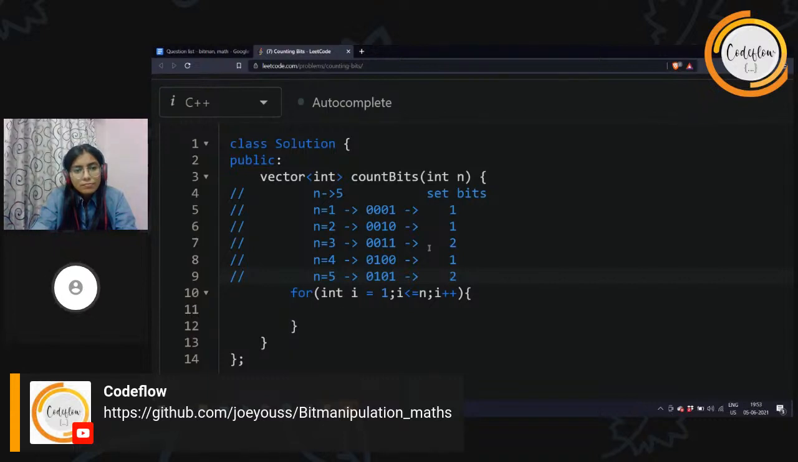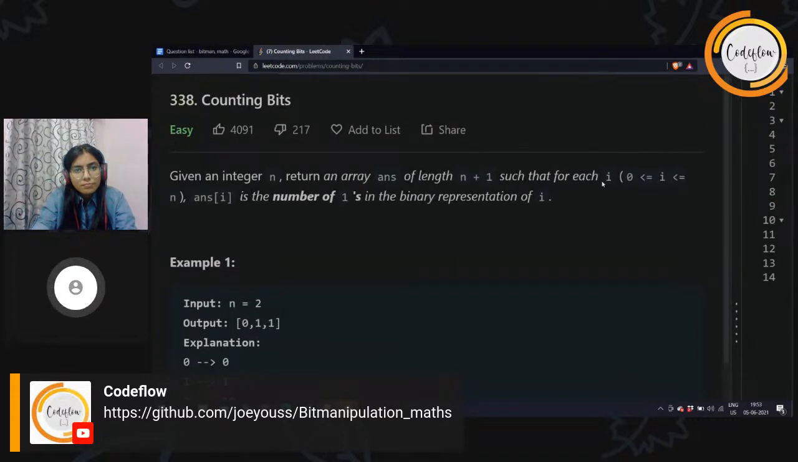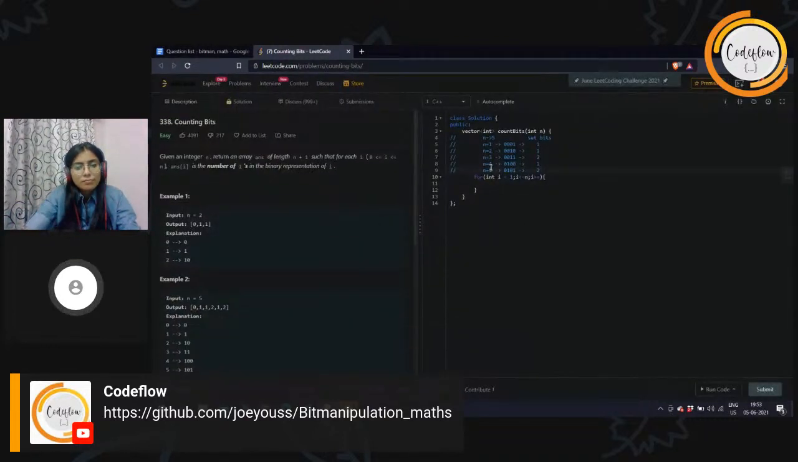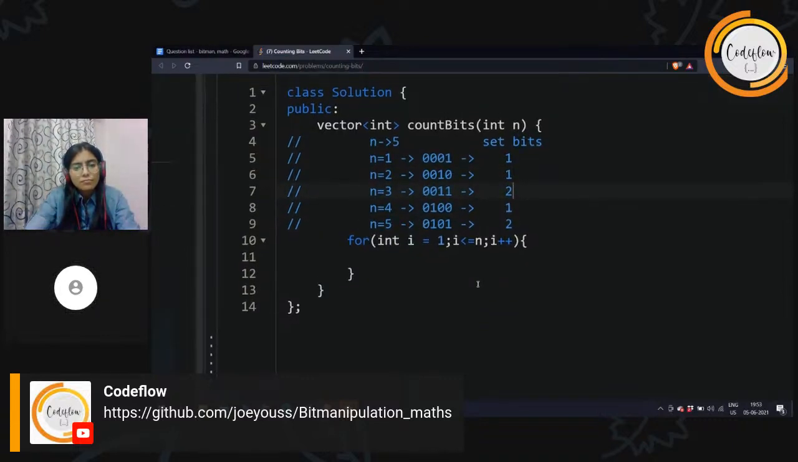So what the question is asking me is that I have to make a vector, and at every index I should have the number of set bits. So at the 0th index the answer for 1 will be stored, at the first index the answer for 2 will be stored, at the second index the answer for 3 will be stored, and like that.